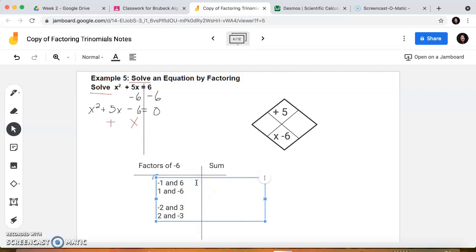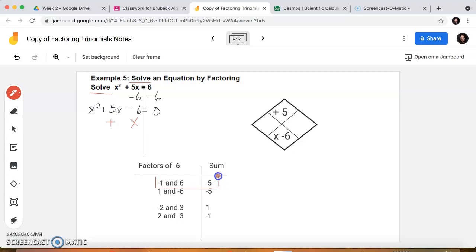And we need it to add to a positive 5. Negative 1 plus 6, that's a positive 5. That's probably our winner. 1 plus negative 6, that's a negative 5. Negative 2 plus 3 is a positive 1, and 2 plus negative 3 is a negative 1. So here's our winner: negative 1 and 6.